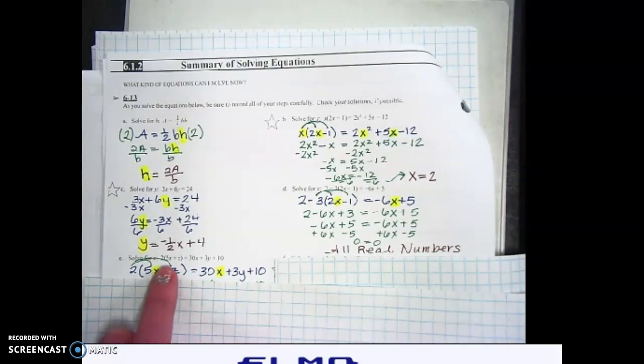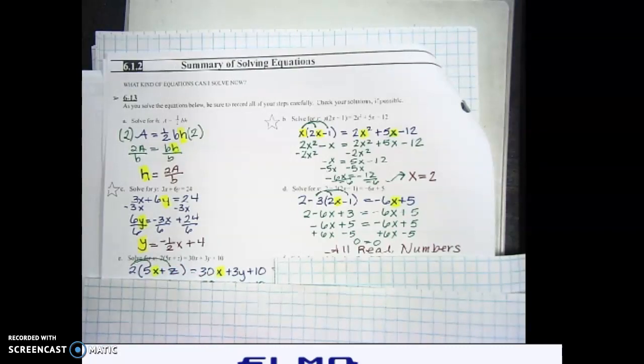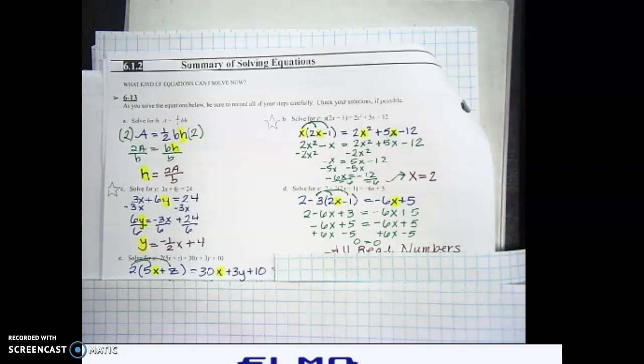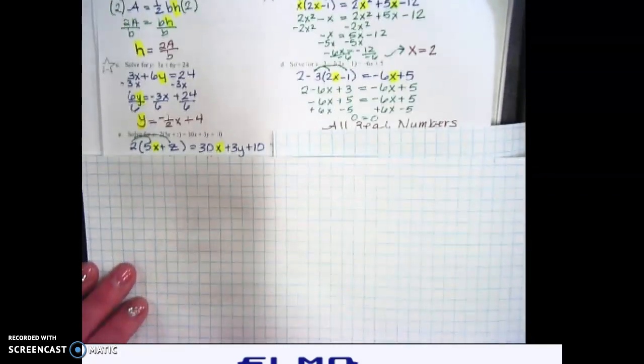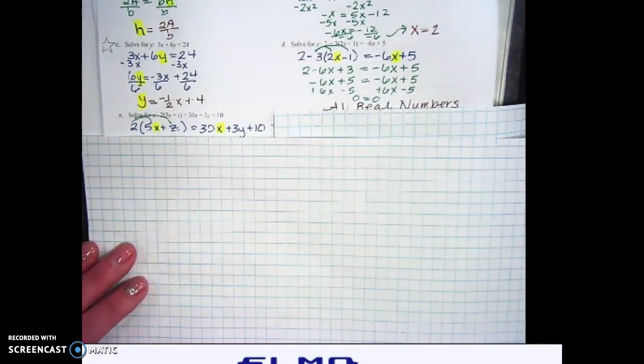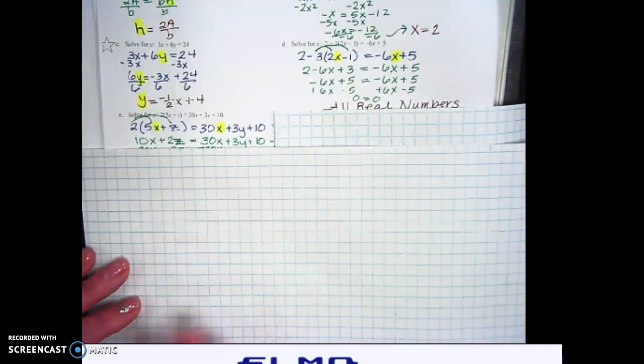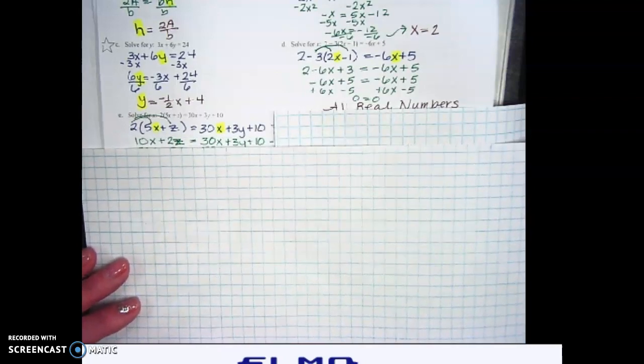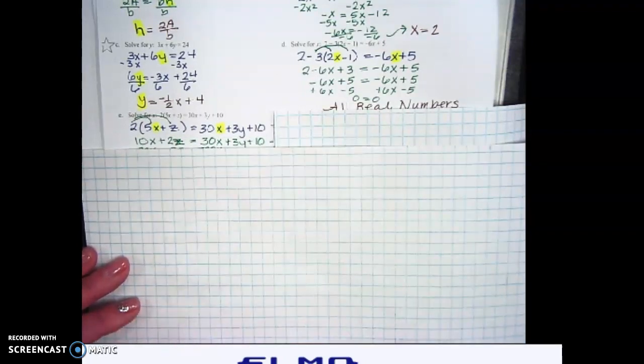We've got 2 times 5x plus z equal to 30x plus 3y plus 10. And I highlighted the variable that they want me to solve for, which in this case is x. And again, it's on both sides of the equal sign. So I realized I'm going to have to move it to one side or the other. But first, I want to distribute. So I drew my distribute rainbows. And I multiply 2 times 5x, which is 10x, and 2 times z, which is 2z, and then the right side stayed the same.